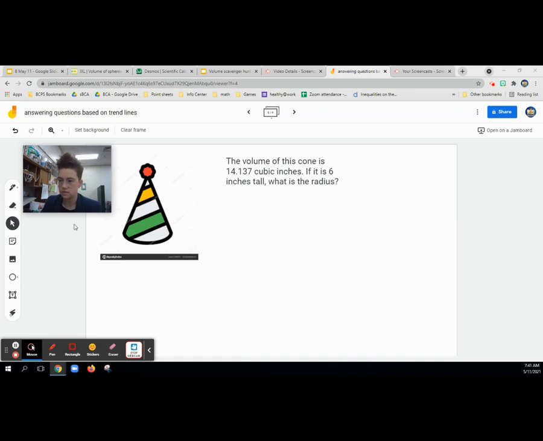Well, we know that the volume of a cone is equal to 1/3 pi r squared times height, where pi r squared is, of course, the area of the circle that forms the base of the cone. Height is the height. And then we do 1/3 because the volume of a cone is 1/3 the volume of a cylinder with the same radius and height. So we're going to take this equation and we're just going to substitute in what we know.